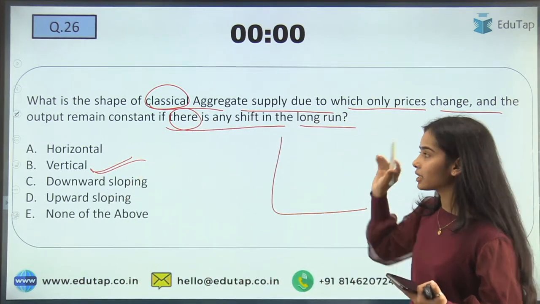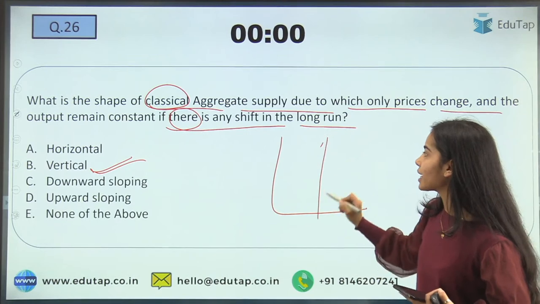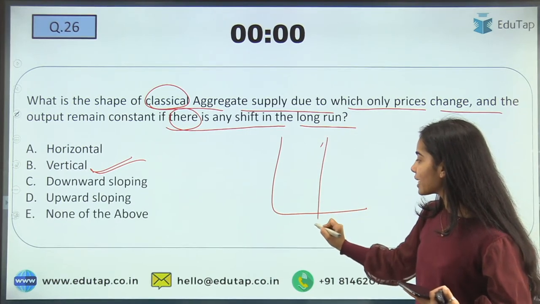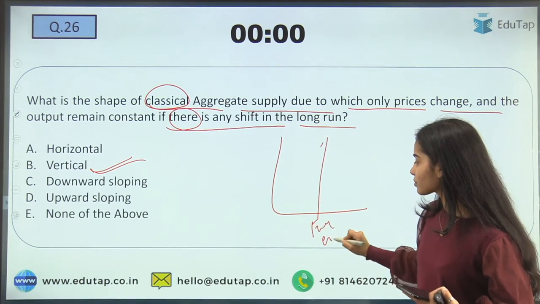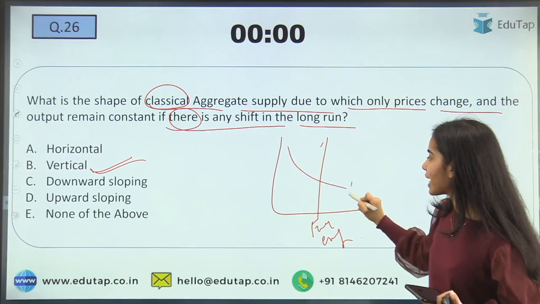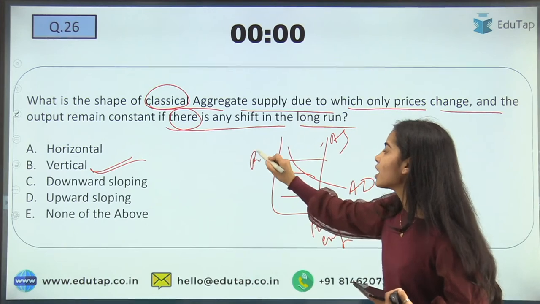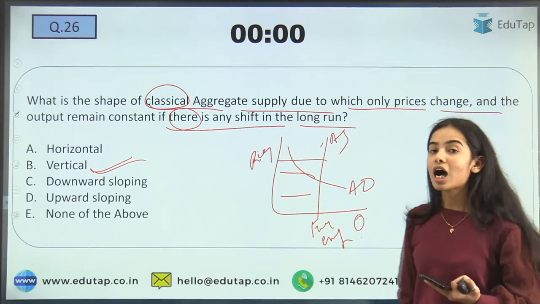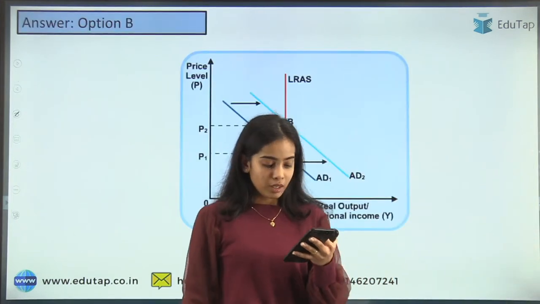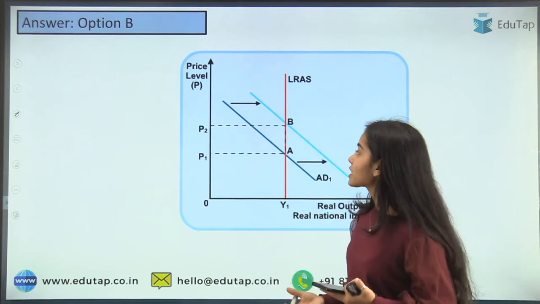In the long run, the classical aggregate supply is vertical, and it is at the full employment level. And this is the aggregate demand. This is the aggregate supply. Any change will come in the prices, but no change will come in the output. Okay. Yes, everyone else is giving the right answer.